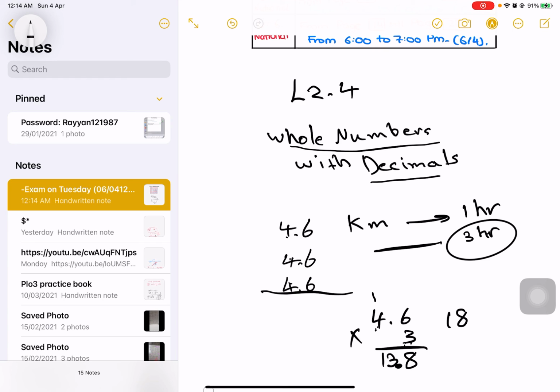You are going to count the number of decimal places in each number. The decimal is after 1 digit. Then this is a whole number, so only 1 decimal place. So I will count 1, 8, then I will put my decimal. So the answer is 13.8 and my unit is kilometers. So he can ride in 3 hours 13.8 kilometers.